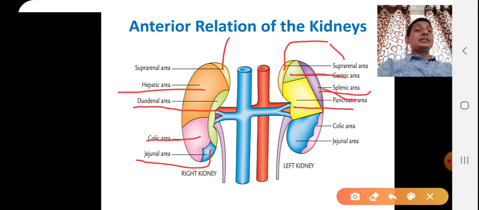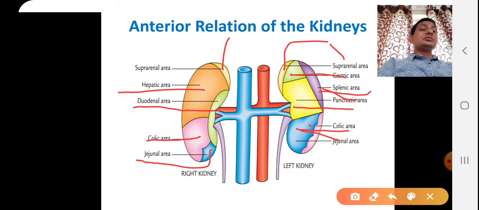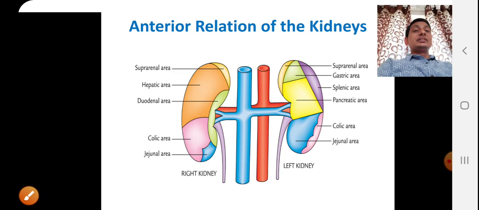Below the pancreatic area, there is a colic area, which means the anterior surface of the left kidney is related with the colon. And lateral to this colic area is the jejunal area, and this is the colic area. And medial to the colic area is the jejunal area, related with the jejunum. Now these are the relations.